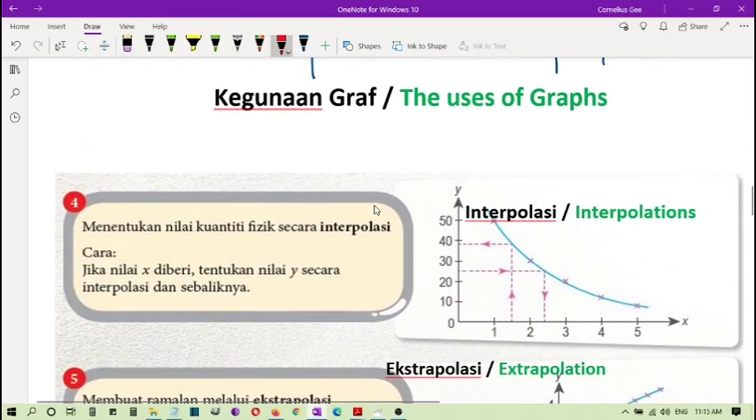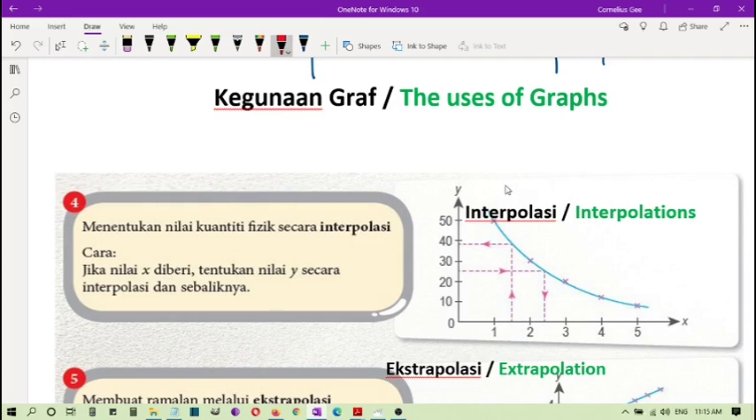Okay, so once you know how to draw graph, your syllabus tells you what you want to use for the graph. Apa kegunaan graph? Apa kebaikan graph? Grafnya banyak bagus. You can see that di dalam eksperimen in your science, kebanyakan melukiskan graph. Dari graph kita boleh mendapat beberapa informasi atau maklumat yang kita nak tahu.